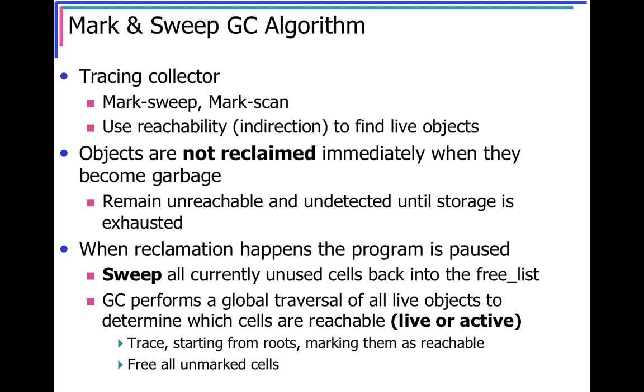This is a stop the world collection in its most simple form, and we're going to sweep through the entire heap space and find any of the non-reachable objects and put them back on the free list. So the garbage collector is going to perform a global traversal of the live objects and then an entire scan of the heap space that has been allocated by the garbage collector to find the dead objects and return them to the free list.